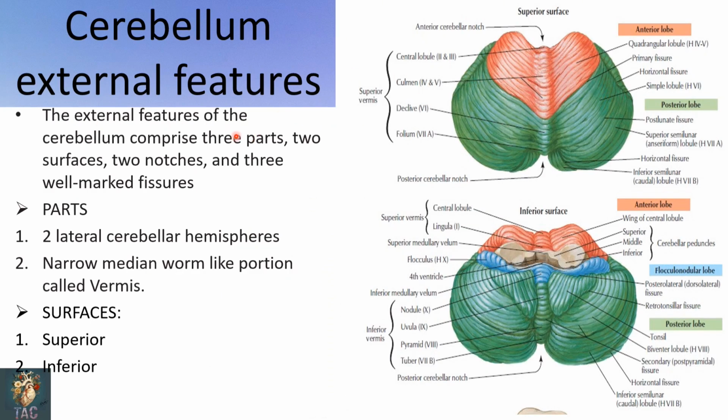The external features of the cerebellum basically consist of three parts: the two surfaces, the two notches, and three very well defined fissures. Some books even describe five fissures as well.